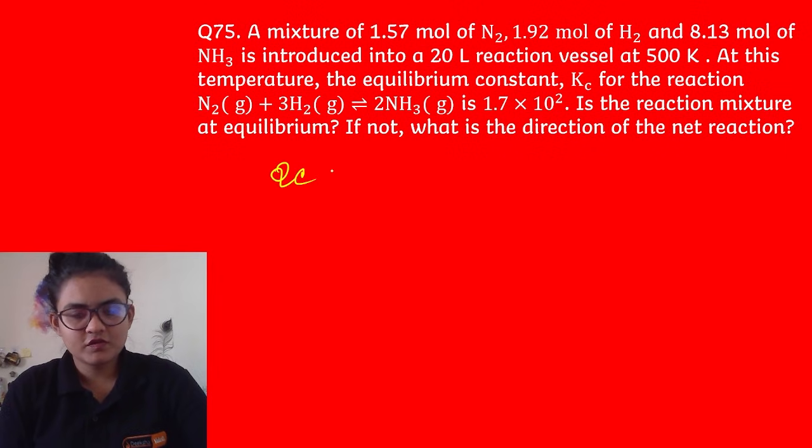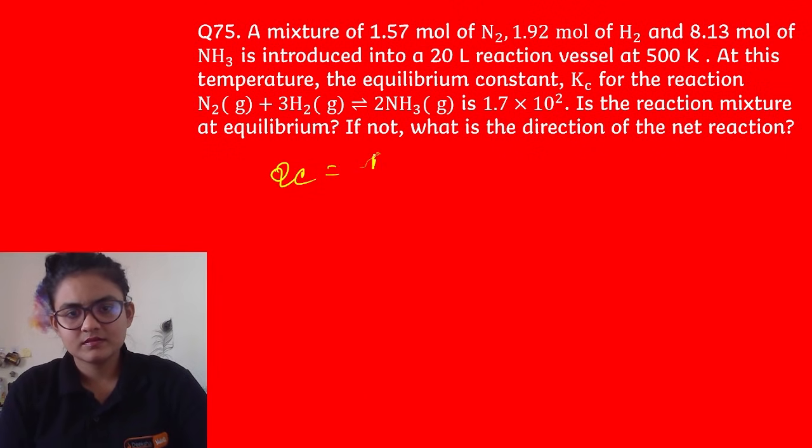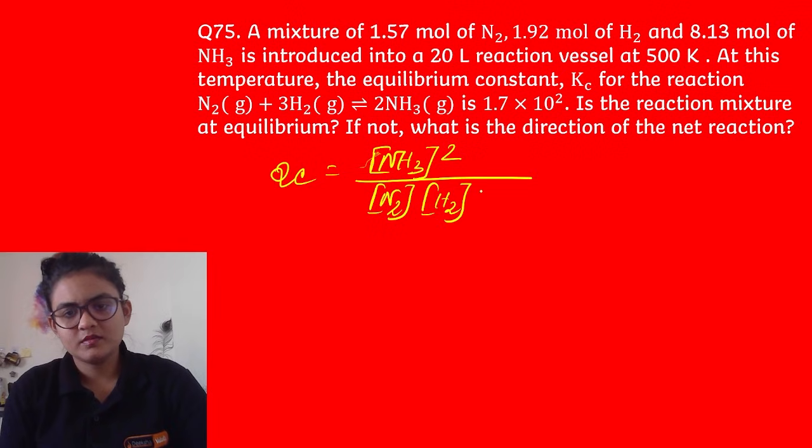So QC, if you want to find out for the reaction, definitely it is NH3 whole square divided by N2 into H2 cube, right? So now just put the value. If you just put the value, that is 8.13, right?